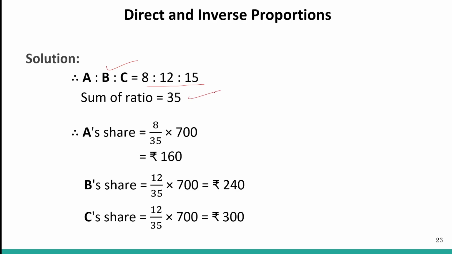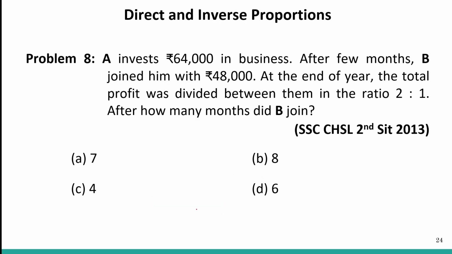So the sum of the ratio will be what? 35. So A's share will be 8 by 35 into 700, which is equal to 160. B's share will be 12 by 35 into 700, that is 240. So C's share will be what? 15 by 35 into 700 is equal to 300.